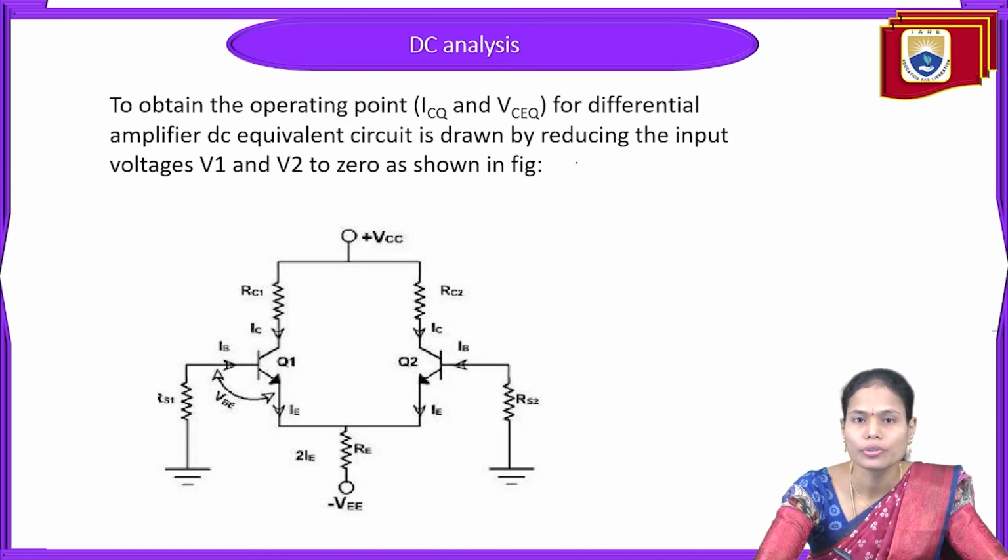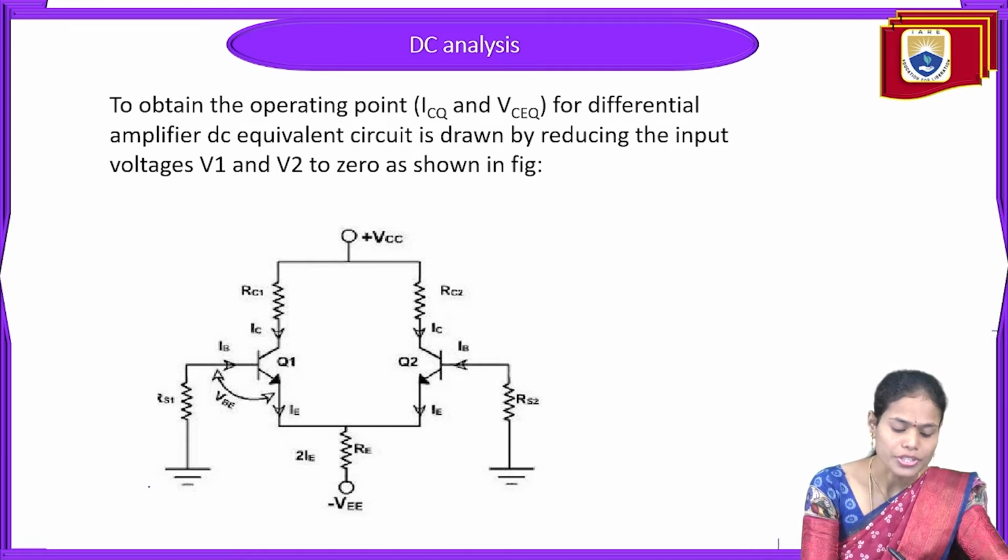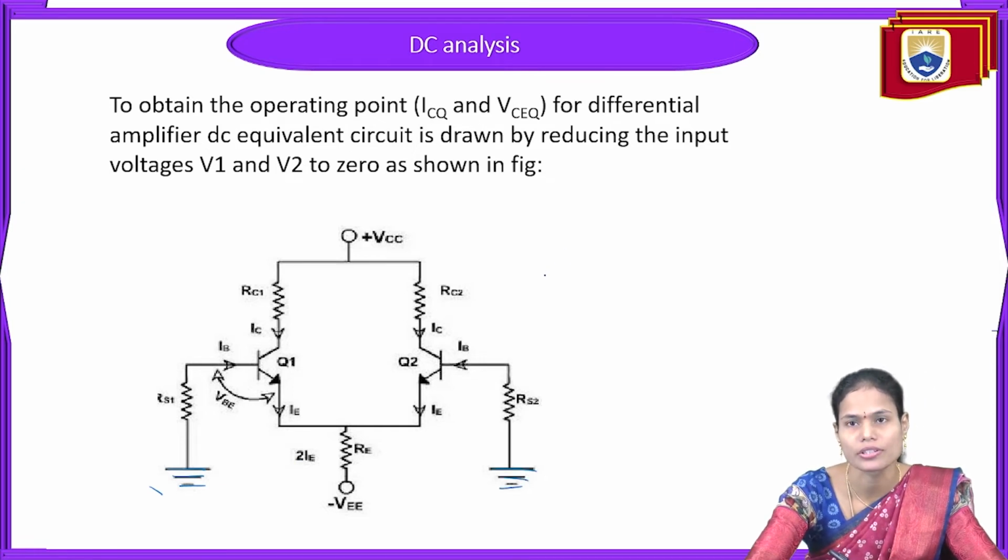In this we are going to do the DC analysis as well as the AC analysis in order to find the different parameters of the amplifier. In the case of DC analysis, we are going to calculate the operating point required for this particular differential amplifier. To obtain the operating point, that is the collector current and collector to emitter voltage, for the differential amplifier, we have to go with the DC equivalent circuit. To get the DC equivalent circuit, we have to short both the voltages V1 and V2, that is, they are grounded here. Both the input voltages for the transistors, V1 and V2, we make them ground or zero potential.